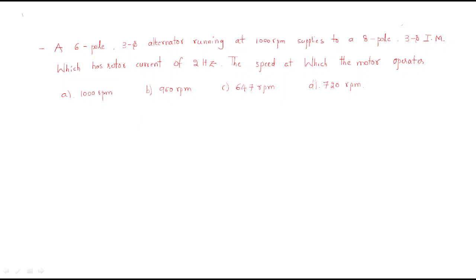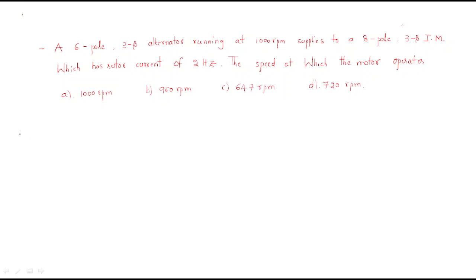Hello everyone, in this session we will continue the problems regarding the three-phase induction motor. Here the problem is a 6-pole three-phase alternator running at 1000 rpm supplies to an 8-pole three-phase induction motor which has rotor currents of 2 Hz. The speed at which the motor operates.